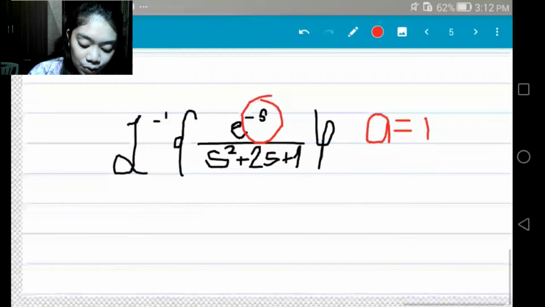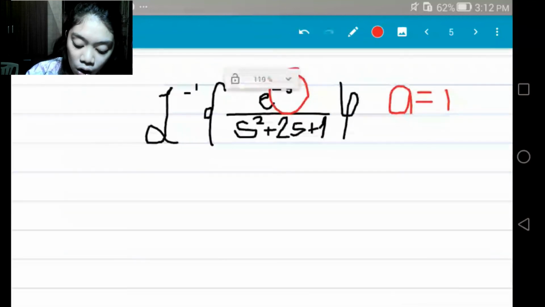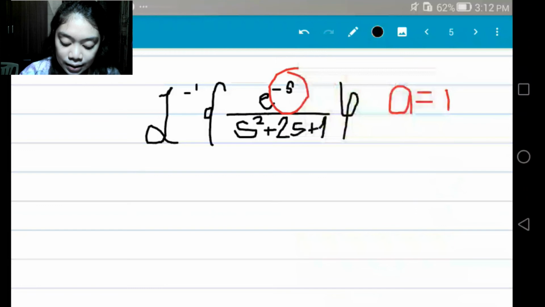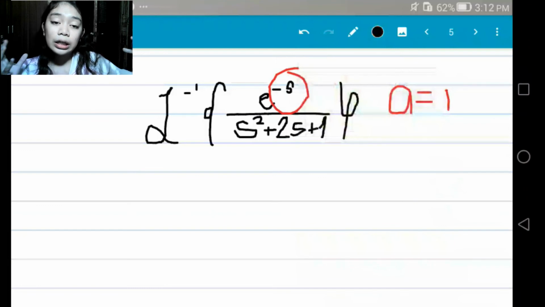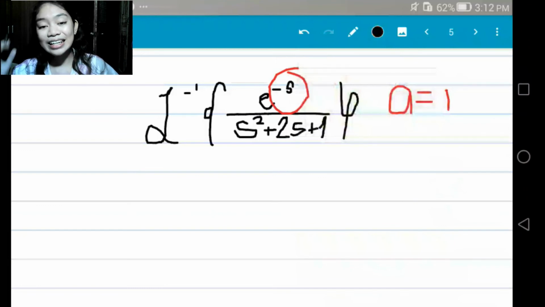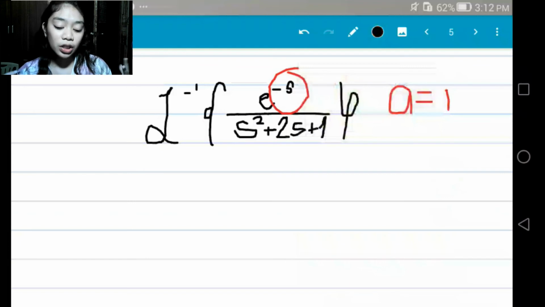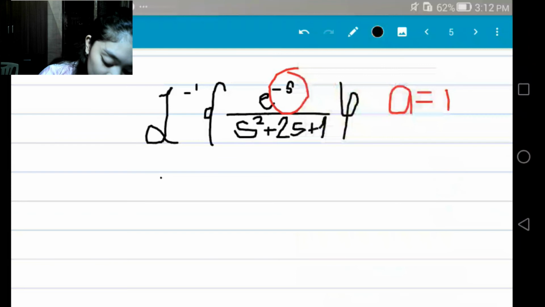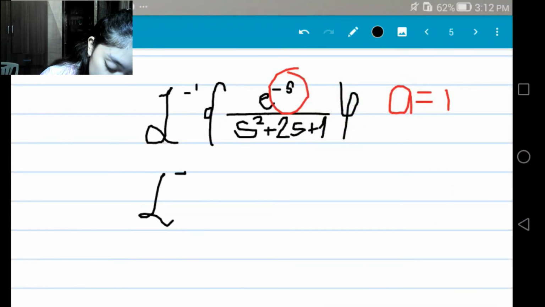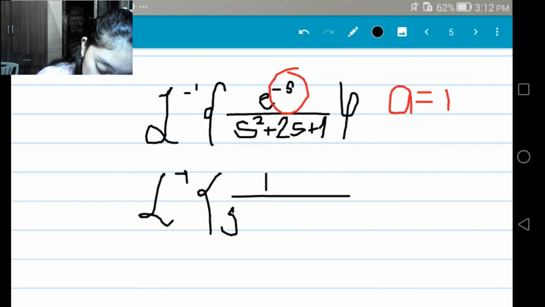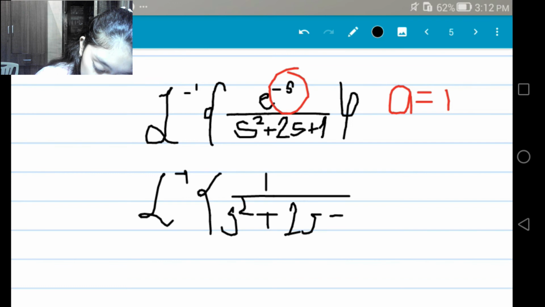Now that we have a, we need to get the Laplace inverse of our F(s). Since we already secluded the e raised to negative s as the e raised to negative as of our general formula, we are now left with 1 over s squared plus 1. So that will serve as our F(s), all over 1 all over s squared plus 2s plus 1.